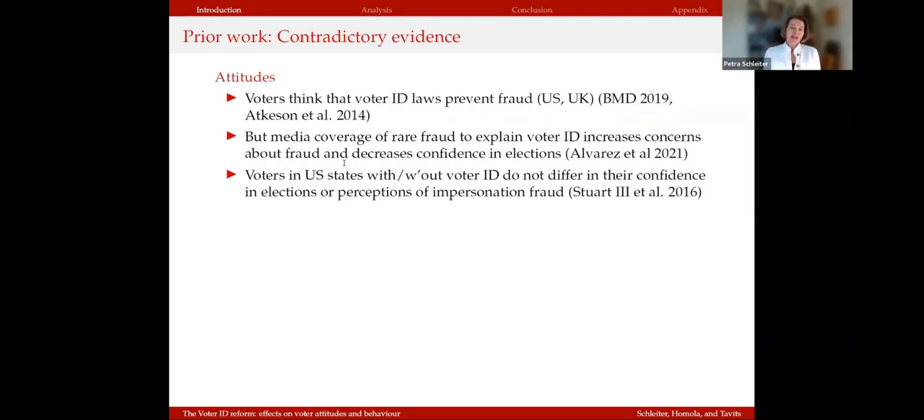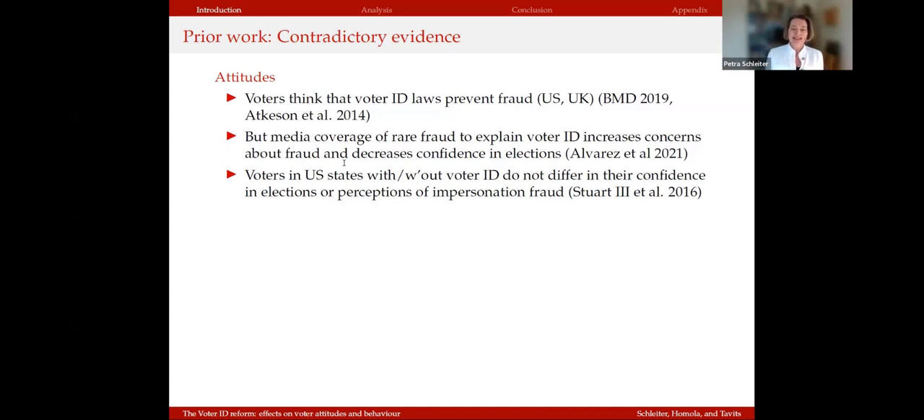So we just wanted to know, how does the introduction of voter ID in the UK affect electoral behavior and attitudes? Prior work, as Toby has already indicated, is a little bit contradictory. What we know about attitudes when voter ID is introduced is that voters think that ID laws prevent fraud. We see that both in research on the US and in the UK. But we also know that media coverage of rare fraud, in order to explain why voter ID is being introduced, increases concerns about fraud and decreases confidence in elections.